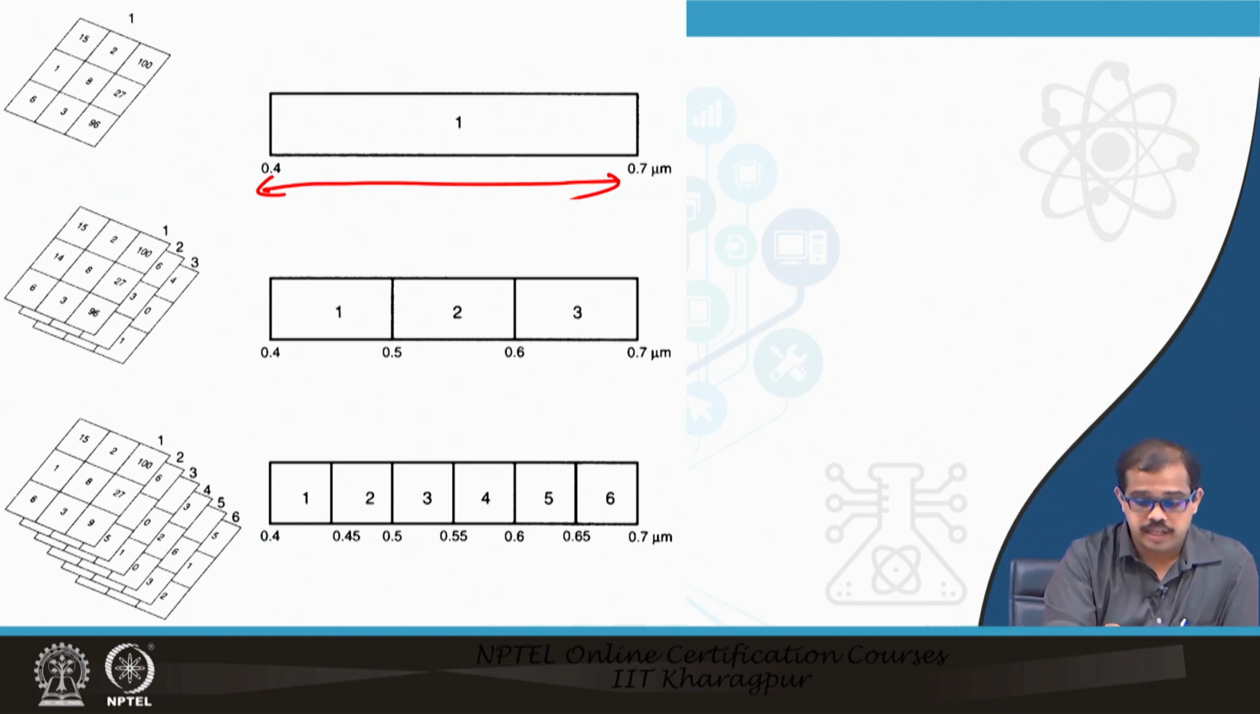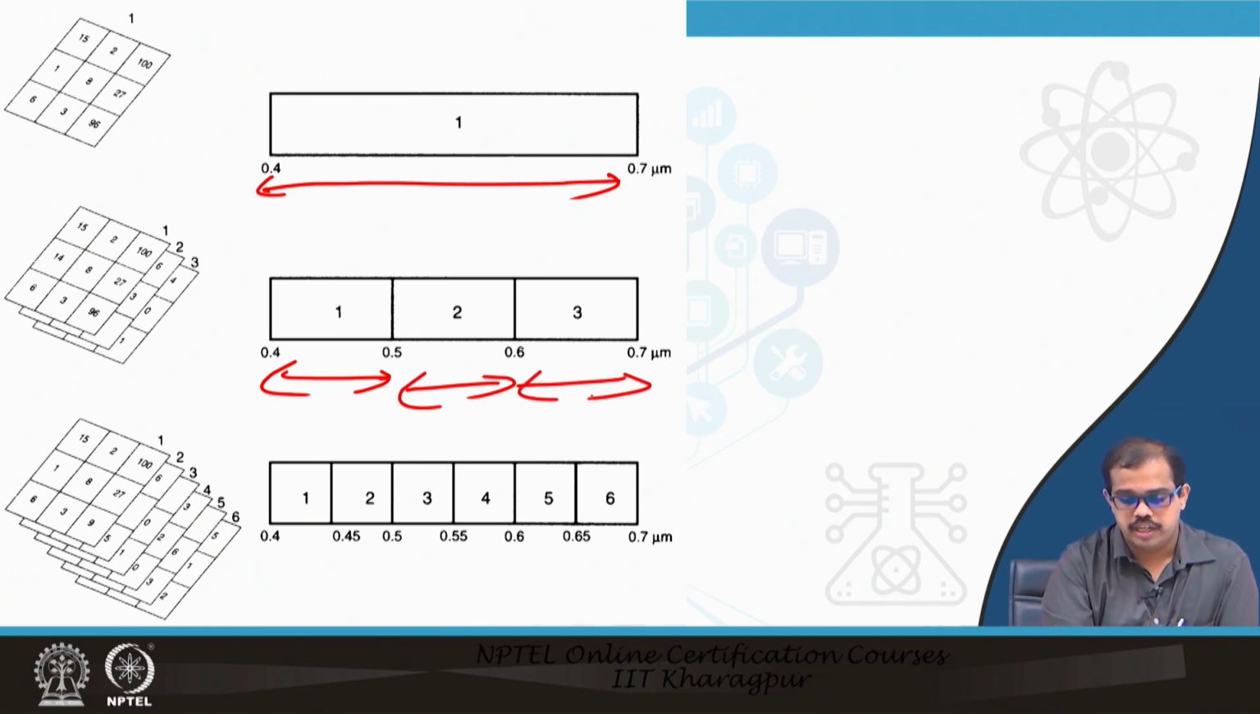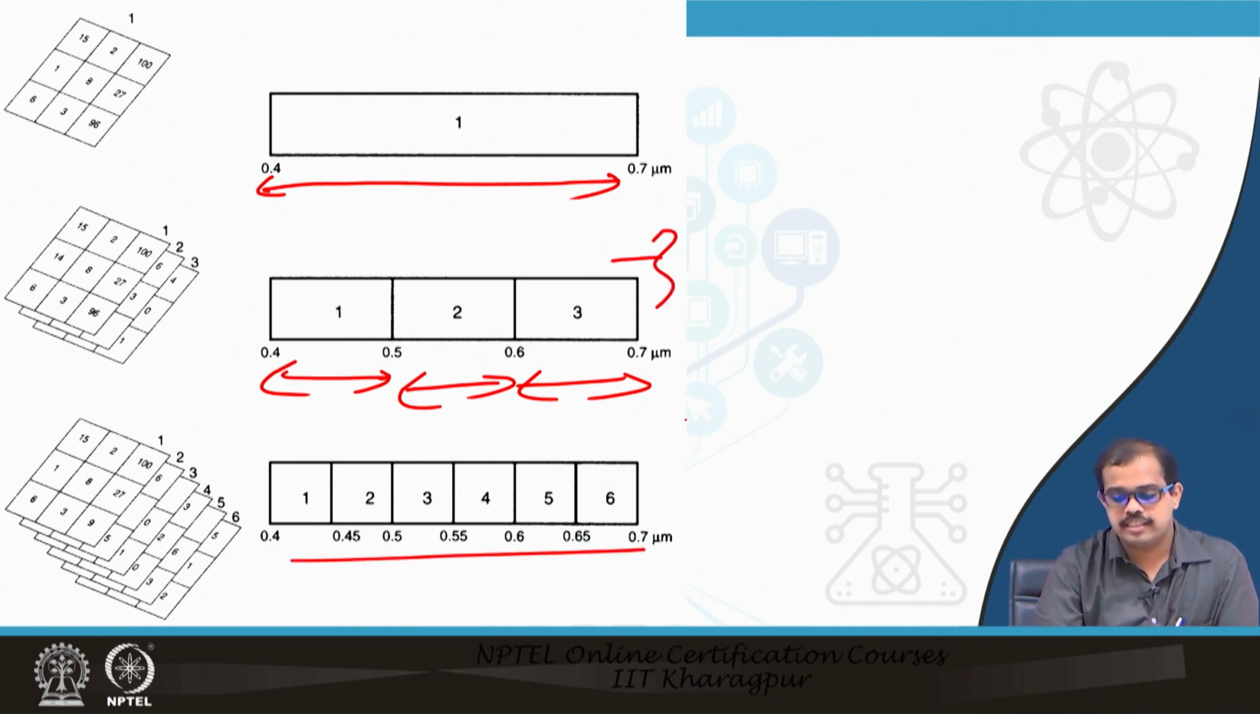If the same energy spectrum, this is 1, this is 2, this is 3, is broken into 3 different sensors, and each sensor is capturing at 3 different wavelengths, then its spectral resolution is 3. Now if it has broken the same thing into 6 different parts, so 6 different sensors are capturing it, which means the spectral resolution is 6.